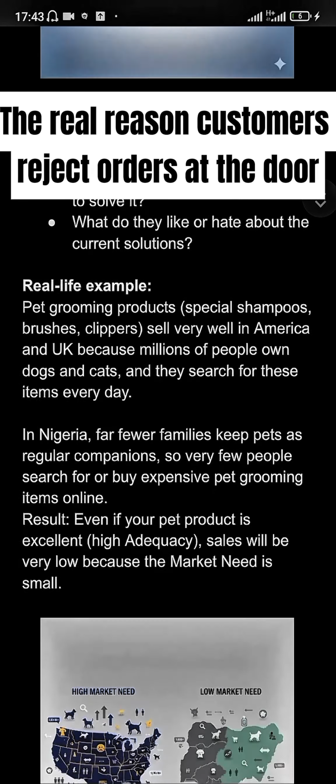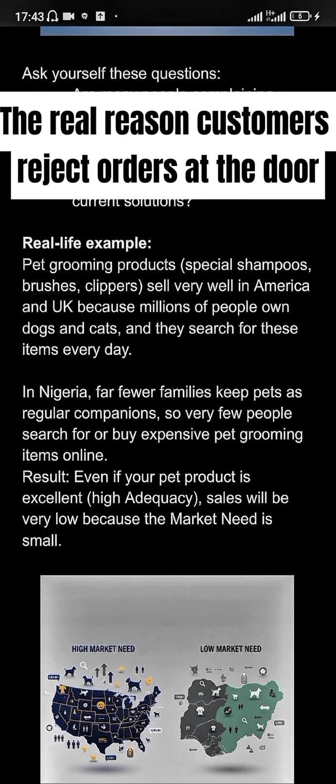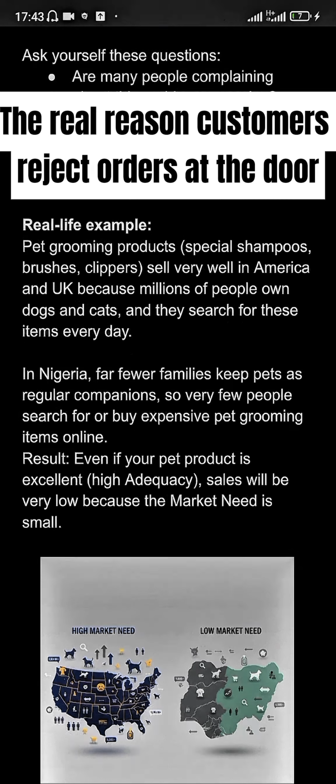Now let me give you an example. Pet grooming products like special shampoos, brushes, and clippers for pets sell very well in America and UK because millions of people own dogs and cats, and they search for these items every day. Now, if someone wants to sell this kind of product in Nigeria, they have to know that far fewer families keep pets as regular companions. Okay? So very few people search or buy expensive pet grooming items online.